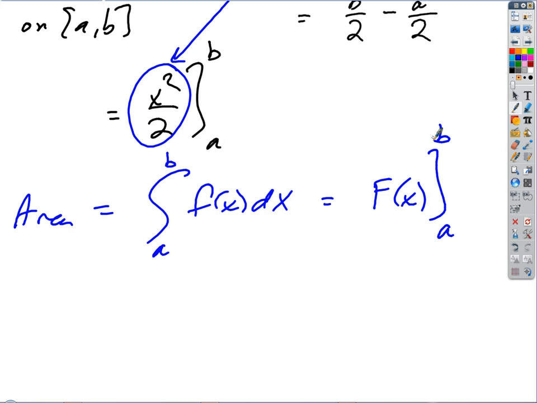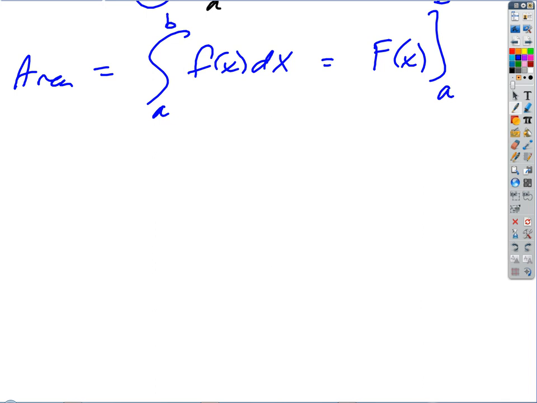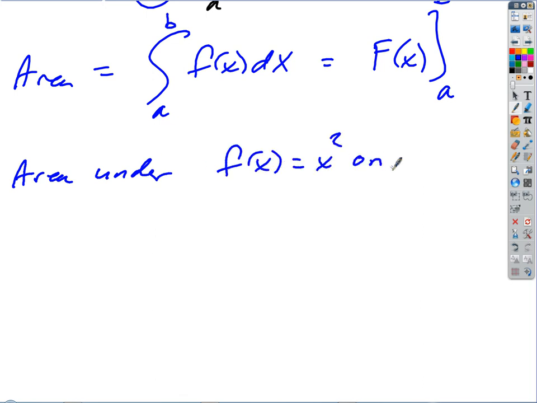Now let's look at an example or two of this so you can see just how this works and how simple it is. So given that trick, let's find the area under, let's say, f of x equals x squared on the interval from -1 to 4. So that's just going to be this new kind of antiderivative.